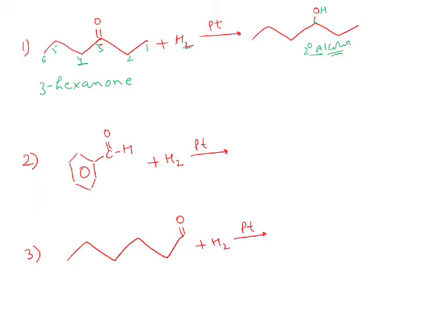You already made the product, but what's the name of this product? Again, 1, 2, 3, 4, 5, 6. Then the name will be 3-hexanol, right? So make sure you practice this type of thing. Make sure you know how to name it.